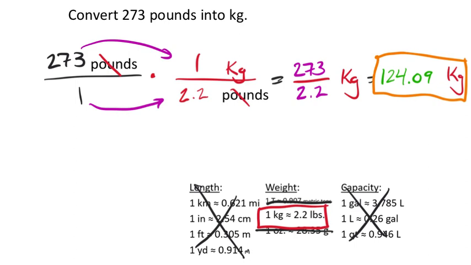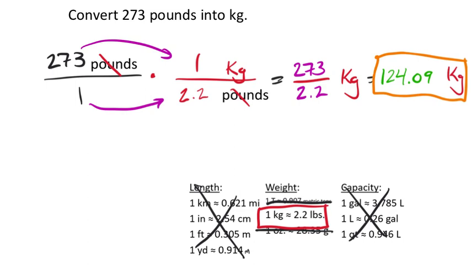No, I'm going to emphasize this again. If it was like, hey, you got to convert from pounds to grams, right? We got this number of kilograms. So I would move the decimal 3 times to the right, and then it would be 124,090, I guess.